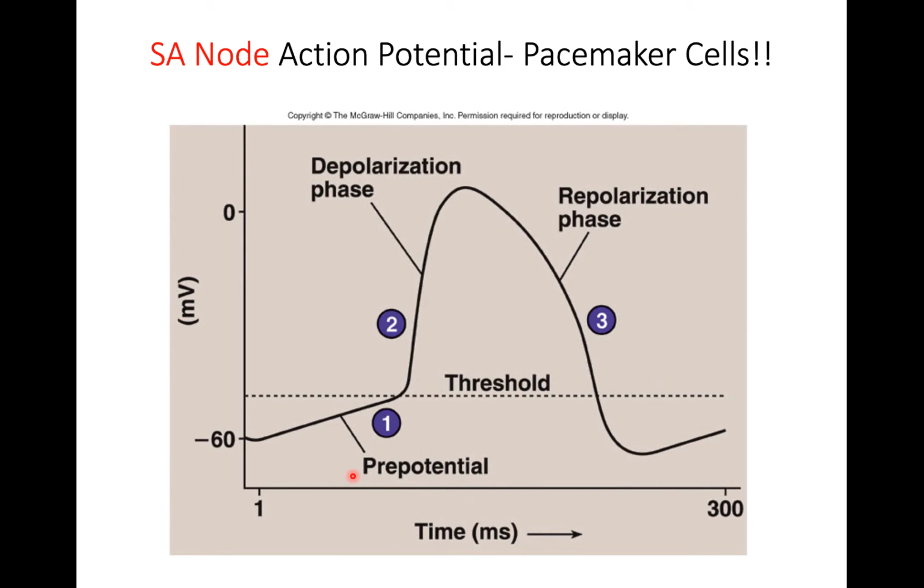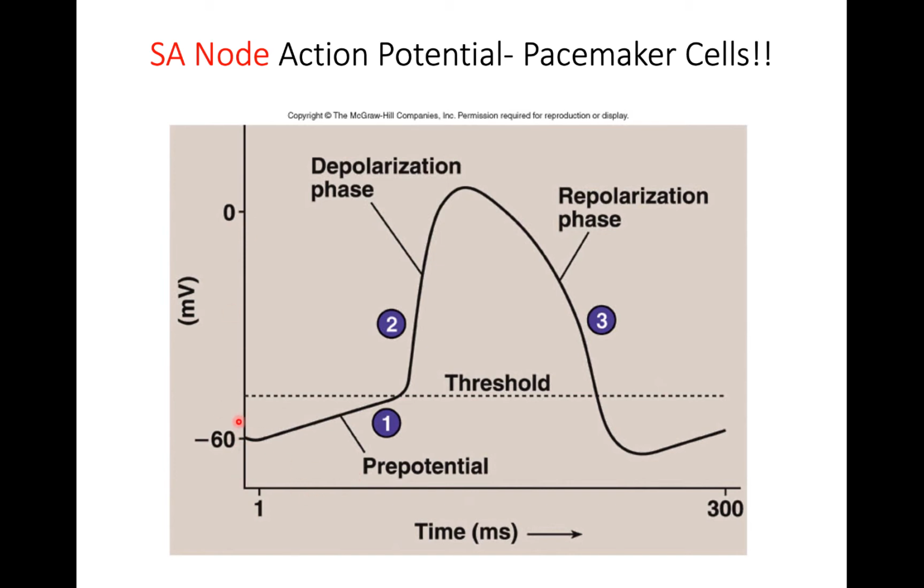The SA node and the AV node are specialized regions of the heart, and they're specialized because they're made up of a specialized cell called a pacemaker cell. Pacemaker cells are different than regular cardiac muscle cells. One of the facts that I want you to know about them is that pacemaker cells have an abnormally high resting membrane potential. Whereas the resting membrane potential for other cells in your body is around -70, pacemaker cells have a resting membrane potential at around -50. So they're a little bit higher than usual.